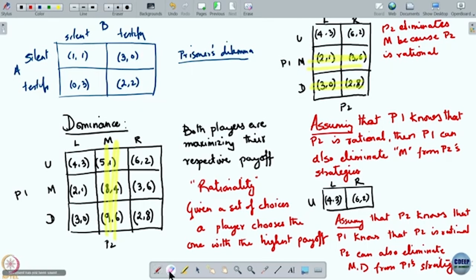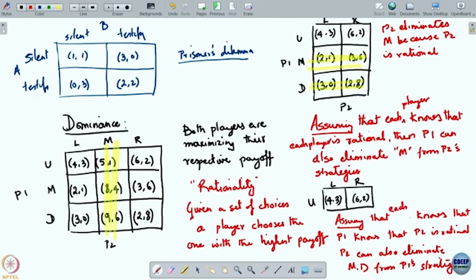In fact, I will just make this more general. Instead of saying P1 knows and so on, let me just write that each player knows that each player is rational, and then each player knows that each player knows that each player is rational. Okay. So, is it ever useful to have a non-rational player?